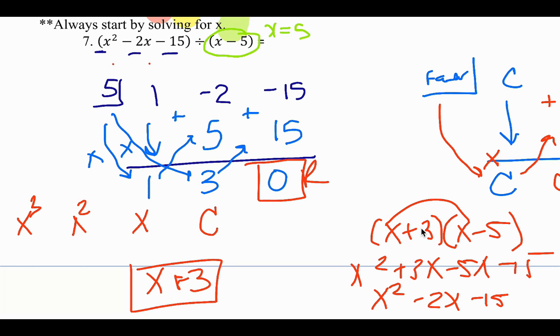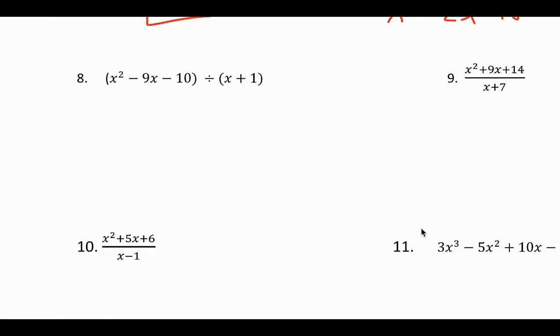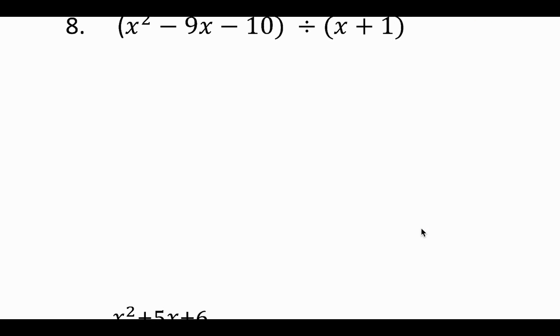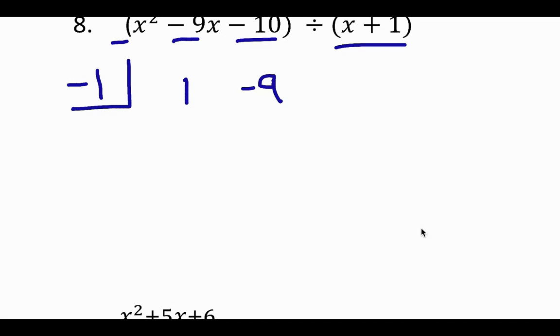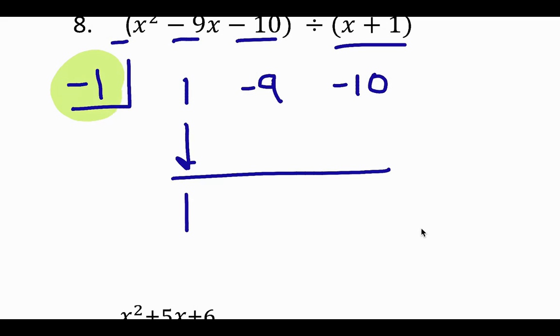So I know that was a lot, so I'm going to just show you that algorithm again in the next problem. Okay. So the way we set our problem up is we get a box. Inside that box, if you were to solve for x, x would be equal to negative 1. Then we peel off all of our coefficients. So that's 1, negative 9, and negative 10. We always start by dropping the first number. Then we multiply. We're going to do negative 1 times 1, and we get negative 1.